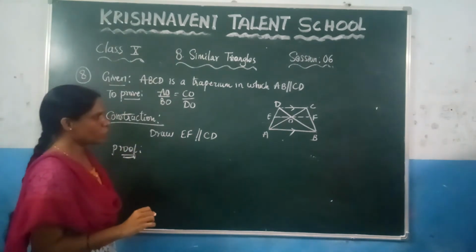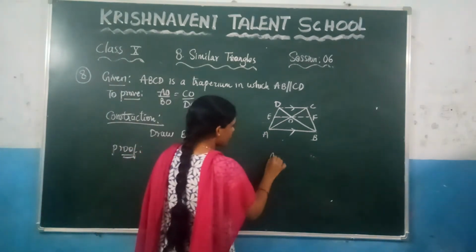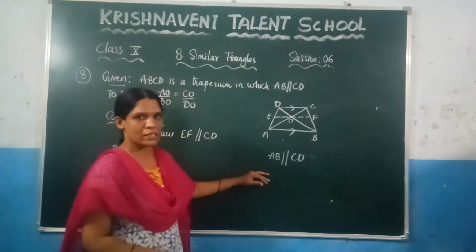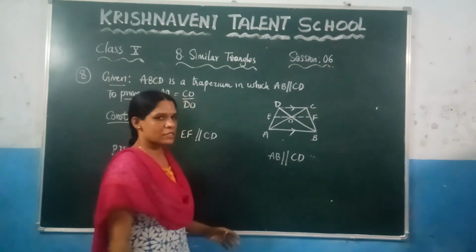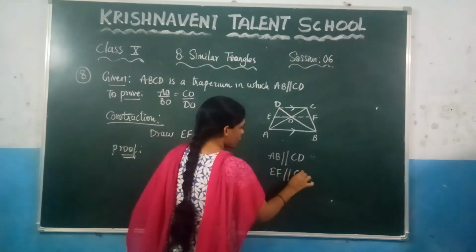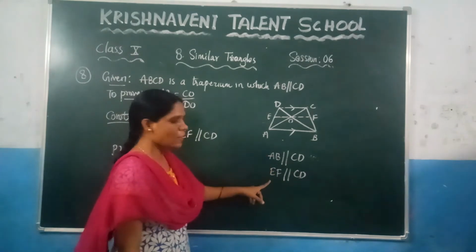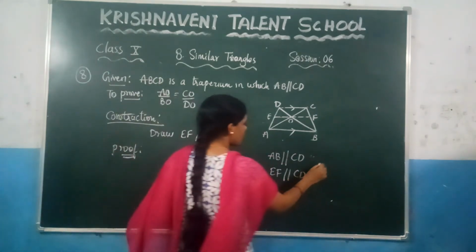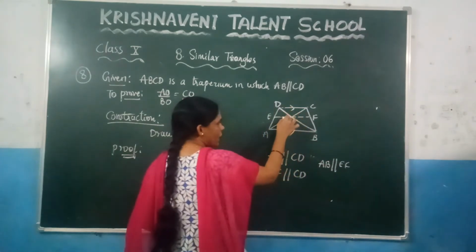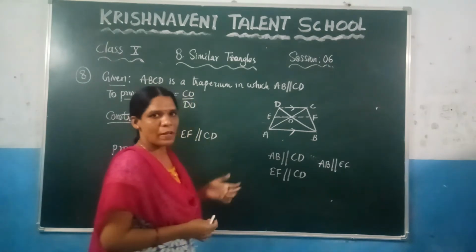So first check how to prove this question. What they have given in the question is that AB is parallel to CD. This is the condition they have given. And EF such that EF is parallel to CD. From these two conditions you can say AB is parallel to EF. That means this line is parallel to this line and this line is parallel to this line, so these three lines are parallel.